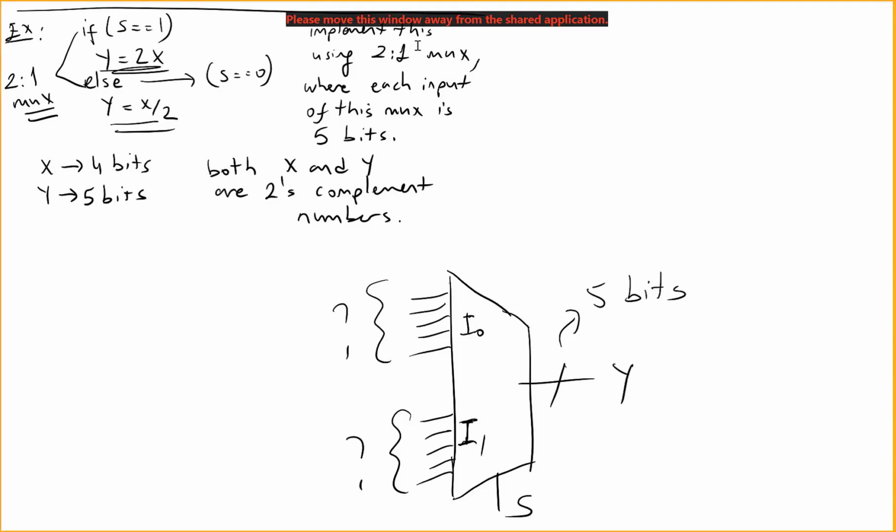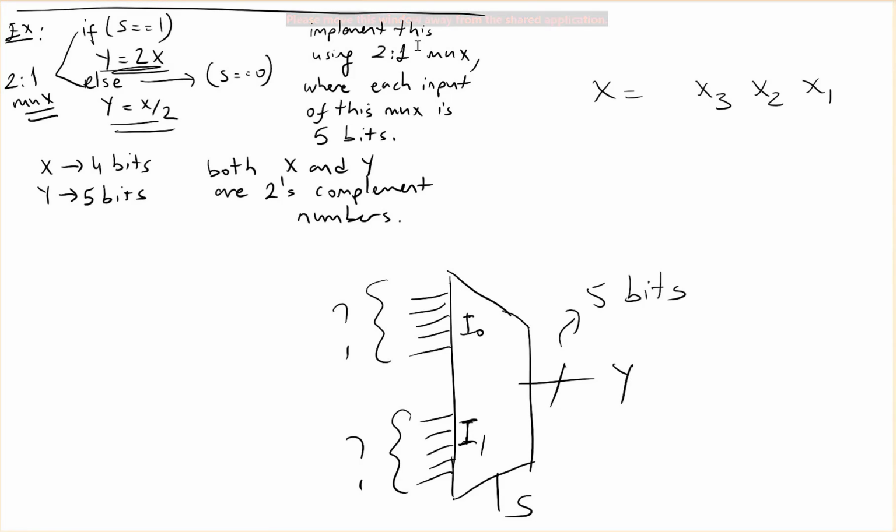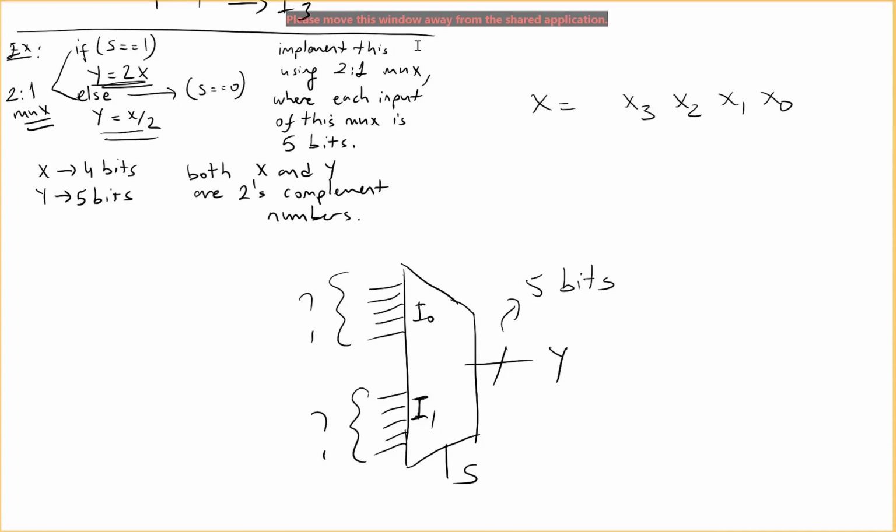So what we can do, let's say my x is 4 bits, right? So my x is x3, x2, x1 and x0. And if I have 2x, then I need to shift my x variable. So if I shift it left, then I will have 2x, right? So then I will have x3, x2, x1, x0, and I will be adding 0 here. So this is my 2x.